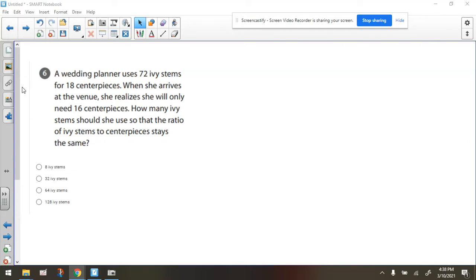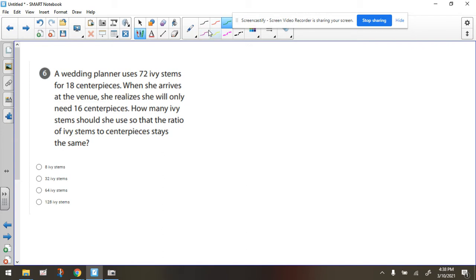Hi everybody, we're looking at question 6. A wedding planner uses 72 ivy stems for 18 centerpieces. When she arrives at the venue, she realizes she will only need 16 centerpieces. How many ivy stems should she use so that the ratio of ivy stems to centerpieces stays the same?